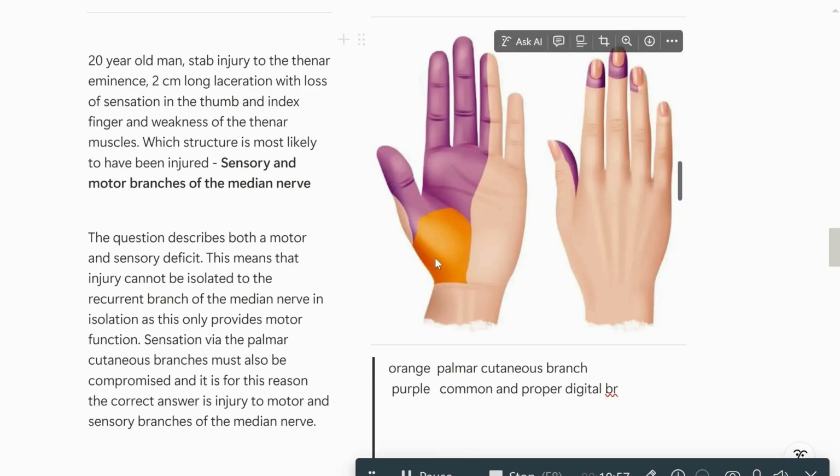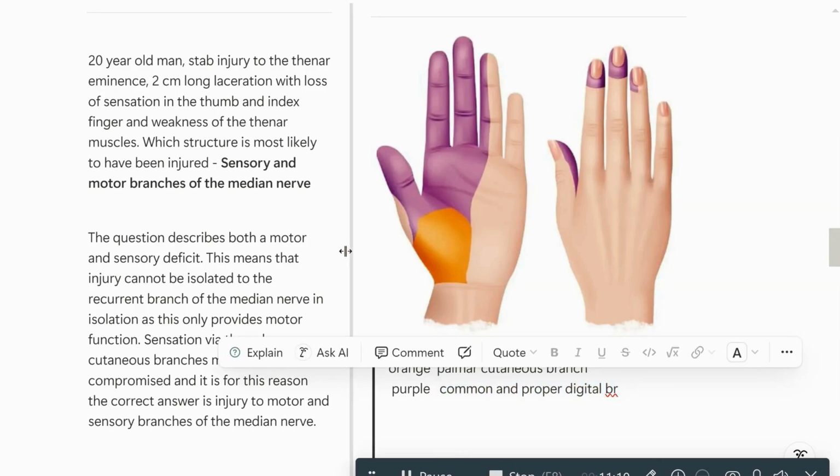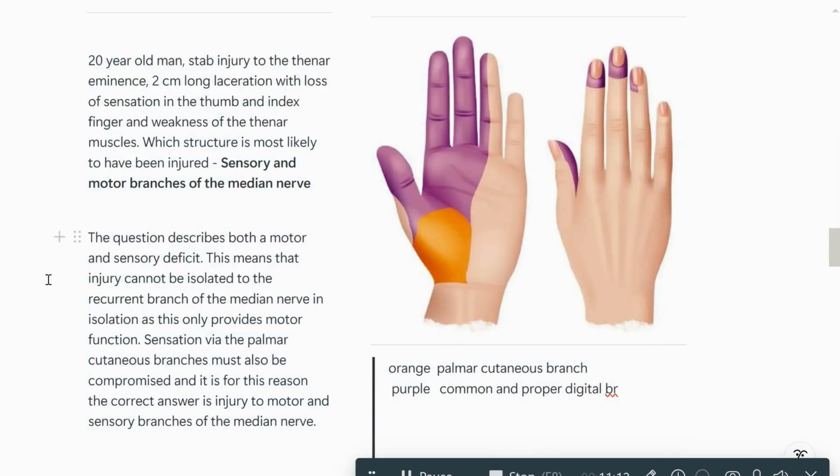So orange color over here is by the palmar cutaneous branch of the median nerve, and the purple color is showing you distribution of the median nerve by the common and the proper digital branch. So here one point that needs to be understood is that the recurrent branch of the median nerve is only the motor branch, which is supplying the muscles of thenar eminence. So that cannot be damaged because there is also some sensory loss. So that point must be kept in mind.